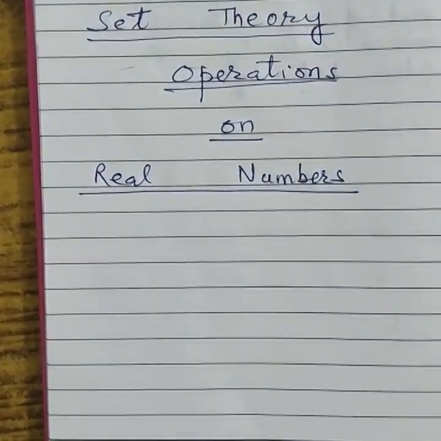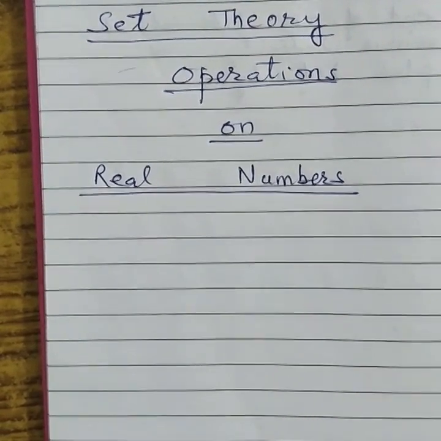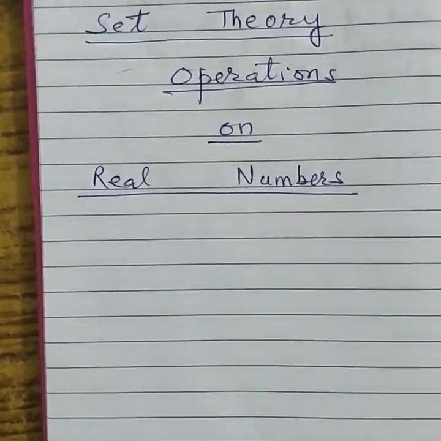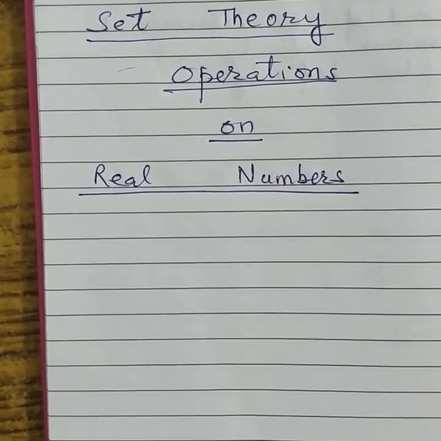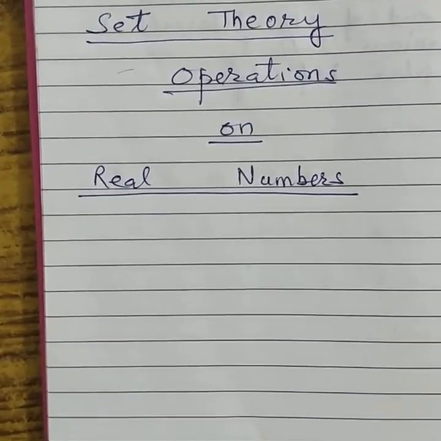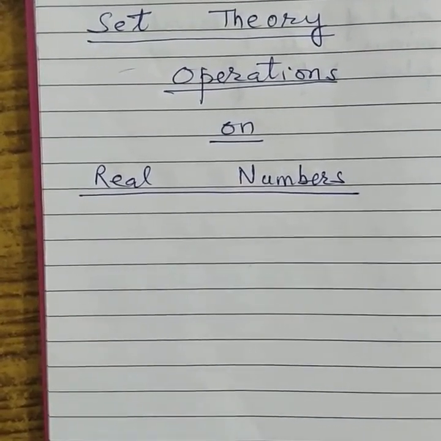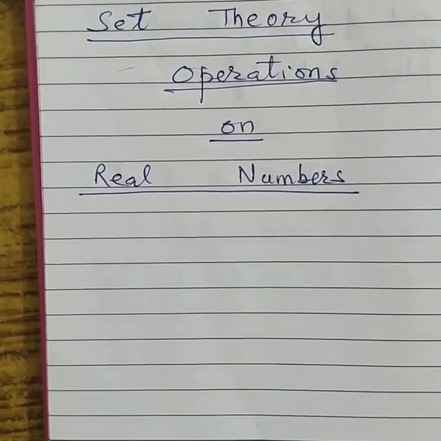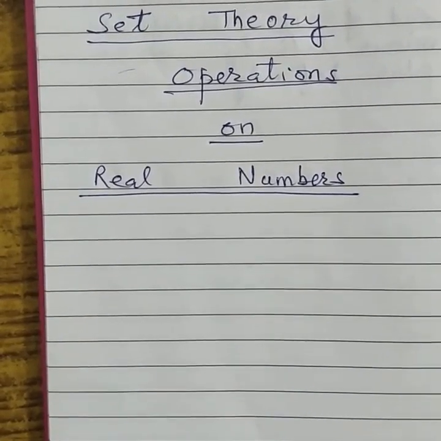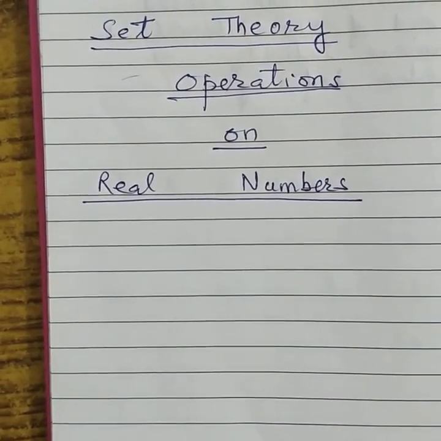Dear students, this is part 5 of the video on set theory operations on real numbers. In the earlier parts of the video, we had discussed how to represent the set of real numbers by bracket method and by number line method. We also discussed how unions and intersections of sets of real numbers can be derived by number line method.